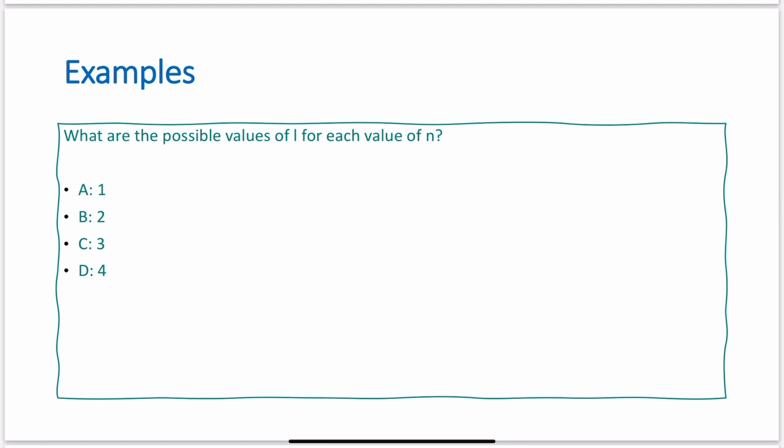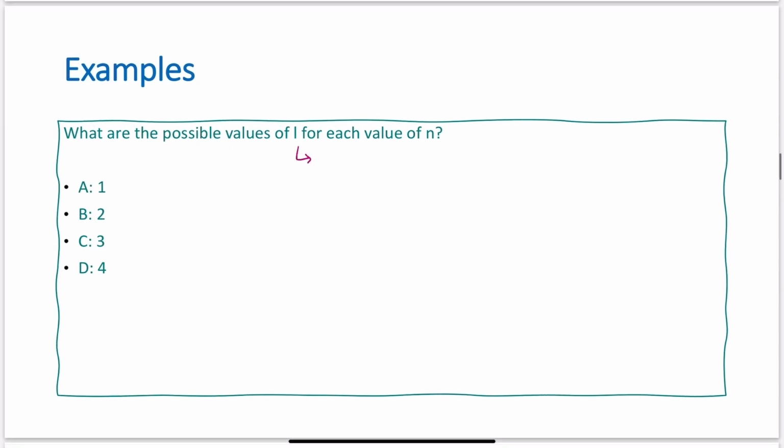What about here? What are the possible values of L for each value of N? So your quantum numbers. Remember what L does. L describes the shape of the orbital. N tells you your energy level. L is equal to 0 up until N minus 1. So any value from 0 up to N minus 1.